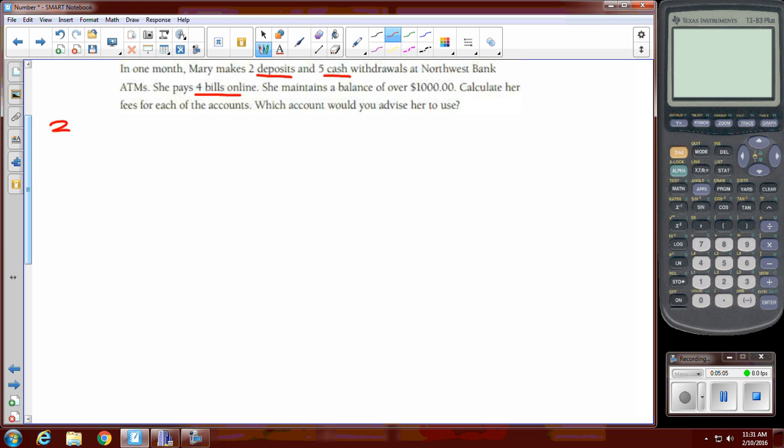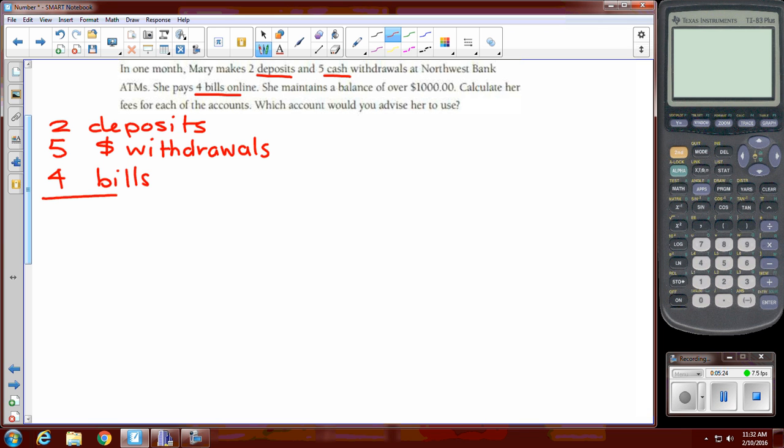So we're going to say she's doing 2 deposits. She has 5 cash withdrawals. That means she takes money out of the bank machine. And she's also paying 4 bills, but she's doing those 4 bills online. So this is a total of 11 transactions, but they're all self-service. So she's not going to a teller at all. The other thing this question says is that she manages to always keep over $1,000 in there. So she has $1,000 plus in this account. Now remember, this will waive the fees at some of her banks.